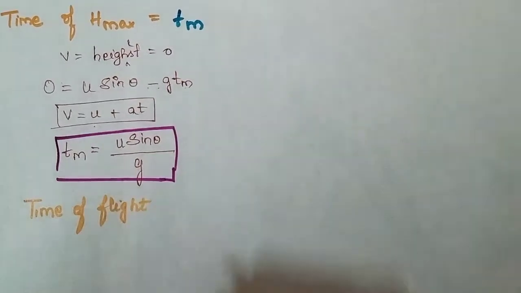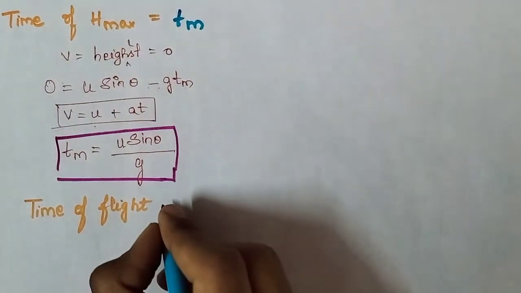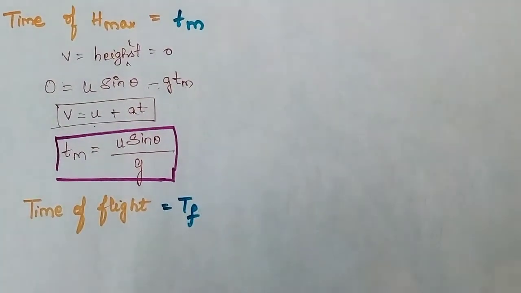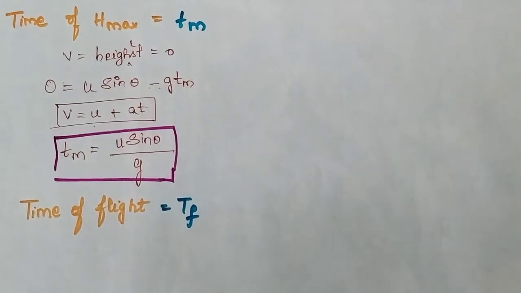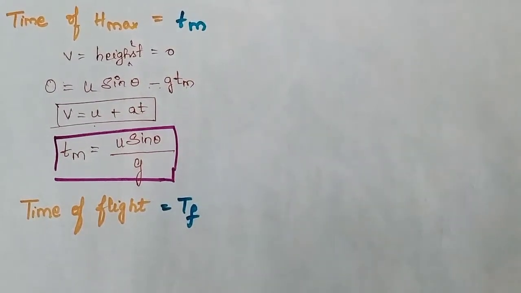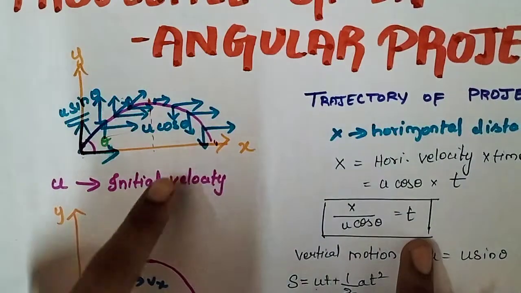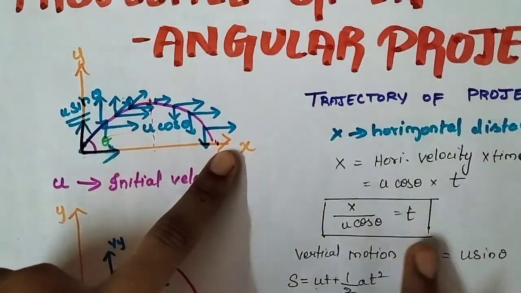Let's take it as Tf, the total time of flight. The net vertical displacement covered during the time of flight is 0, meaning at the final point the vertical distance is 0.